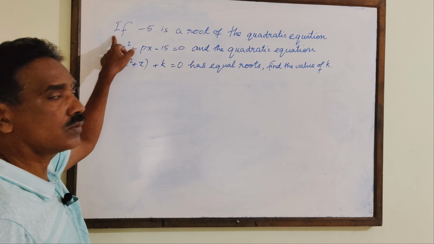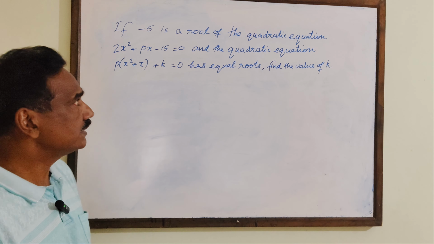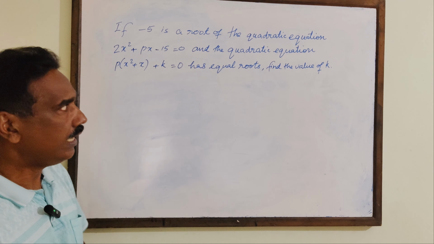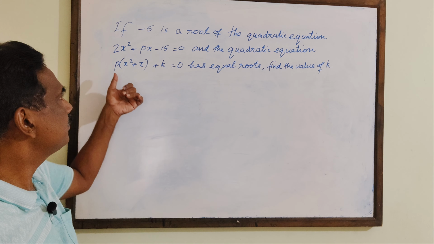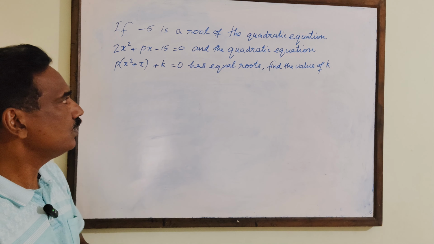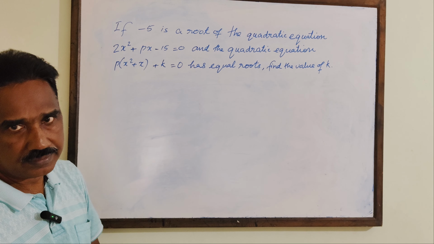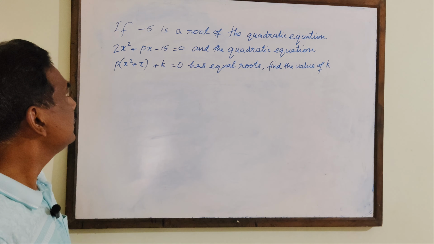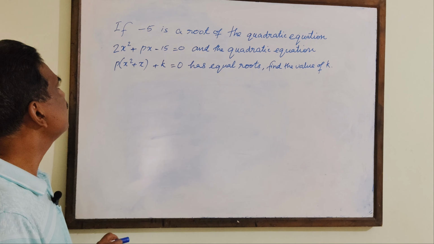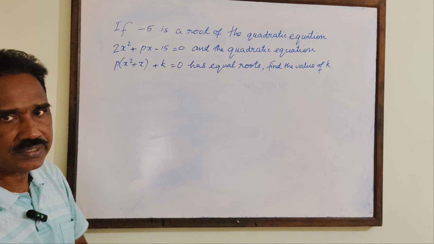I am giving you one question. If minus 5 is a root of the quadratic equation 2x square plus px minus 15 equal to 0, and the quadratic equation p of x square plus x plus k equal to 0 has equal roots, find the value of k. How you can do is, first look at the initial part of the question, that is minus 5 is a root of the quadratic equation.